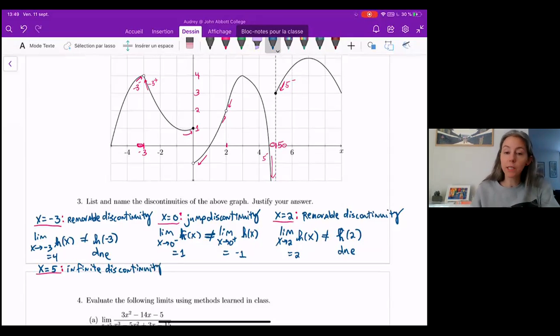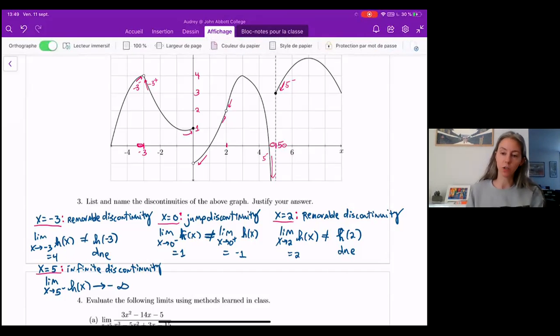Infinite discontinuities exist when we have vertical asymptotes. So how would I justify that? I would justify that by saying because the limit as x approaches 5 from the left of h of x is going to negative infinity. In other words, one of our limits is infinite. Left one, right one, maybe both of them. So anyway, this would be how we evaluate those discontinuities from a graph.